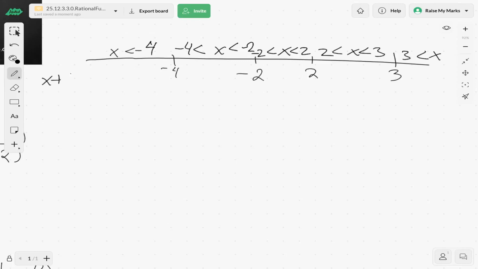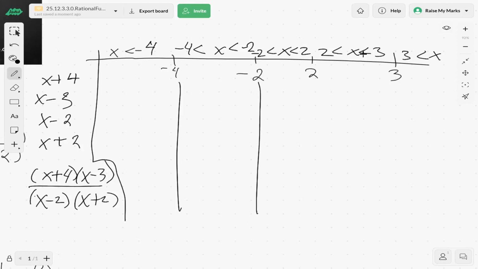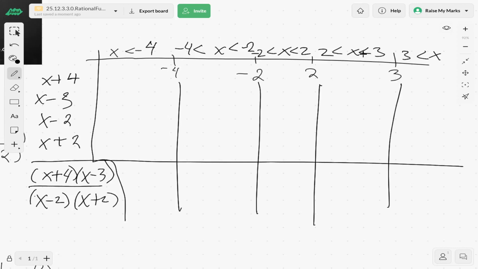Let's put our factors for the function along the side. We have x plus 4, x minus 3, x minus 2, x plus 2, and then finally our function f of x is a product and quotient of all these factors. All right, so now we have our table. And let's see what's going on in these intervals.